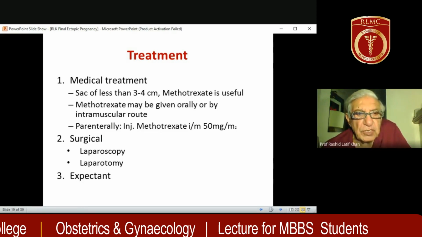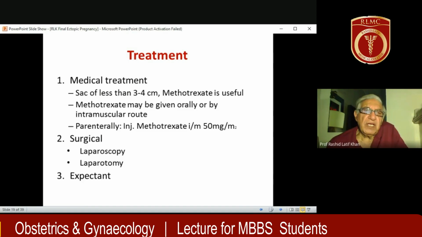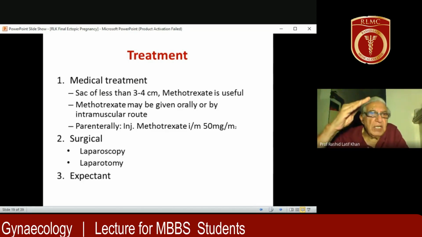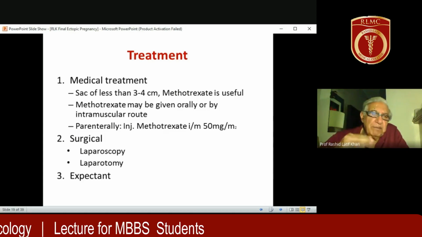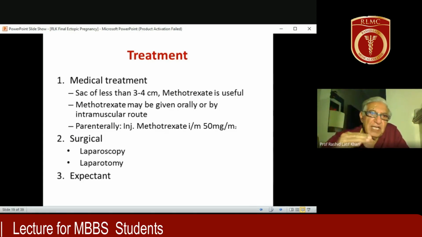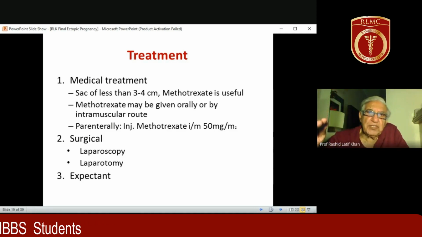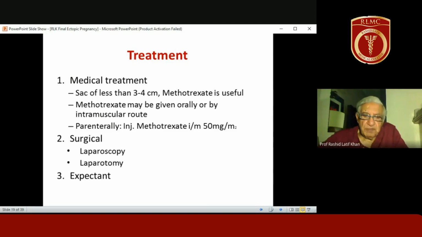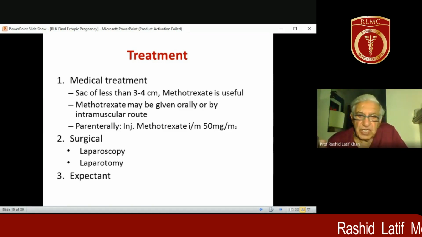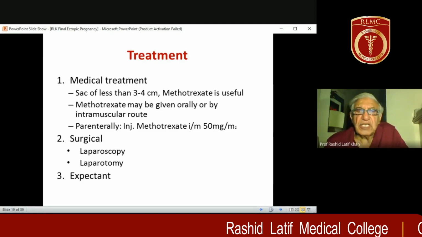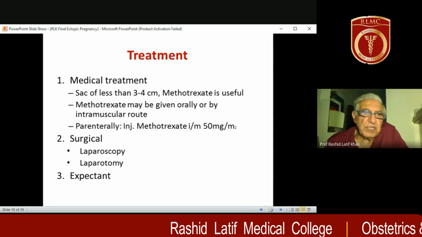Expectant treatment is for those patients where you're not sure of the diagnosis or gradually the symptoms are getting better, pain is getting less, tenderness is getting less, and beta HCG is falling. In such cases, without giving methotrexate, without doing surgical treatment, you can watch and there's self-curing in those patients.